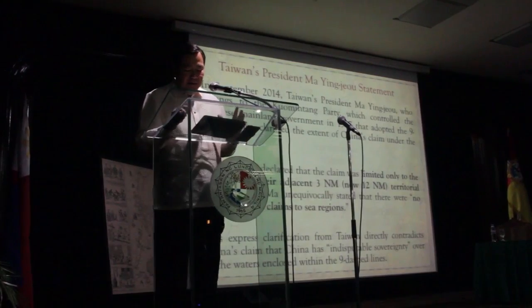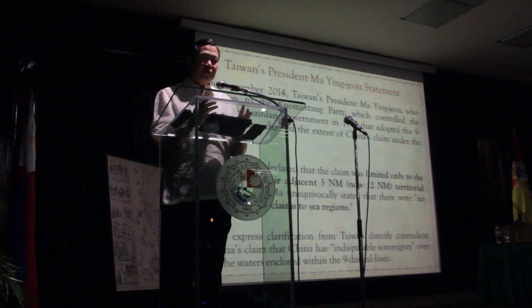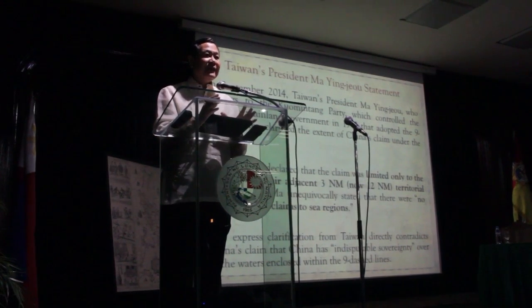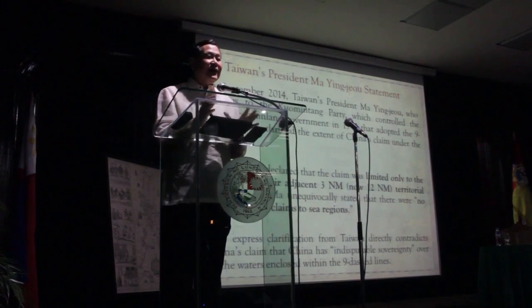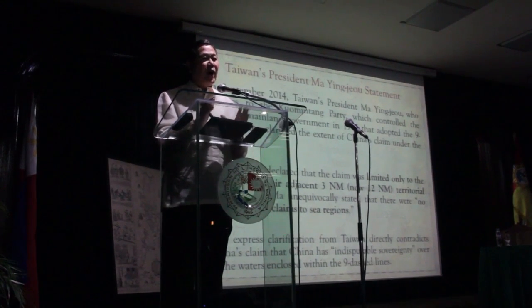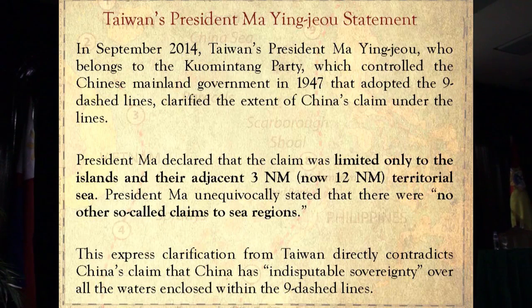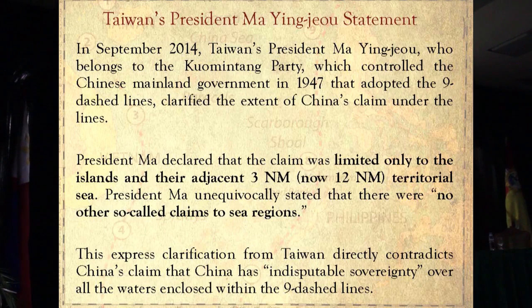Last September, an earthquake of great significance happened. It's a political earthquake that moved the tectonic plates of the South China Sea. Why? President Ma of Taiwan, he belongs to the Kuomintang government. Remember, the Kuomintang government was the government of the mainland in 1947 that invented the 9-dash line. And he said that the 9-dash line was a claim only to the islands and their adjacent territorial sea.